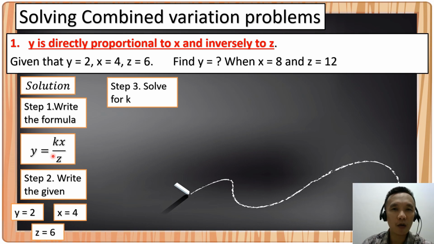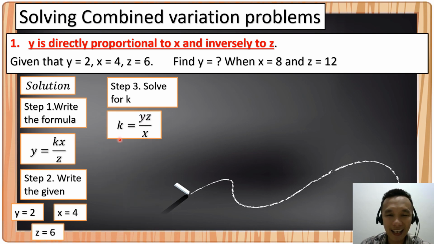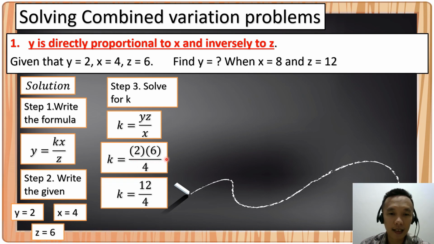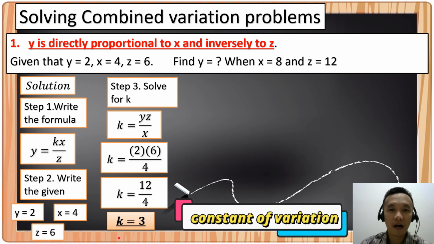After which, we are going to find our k. In shortcut, simply multiply your z to your y and divide it by x. So it will look like this: y times z divided by x. After that, substitute. Your y is 2, your z is 6, and your x is 4 based on our given. Then solve. 2 times 6, that is 12. And if you are going to divide it by 4, then our k is 3. So this is now the value of our constant of variation.